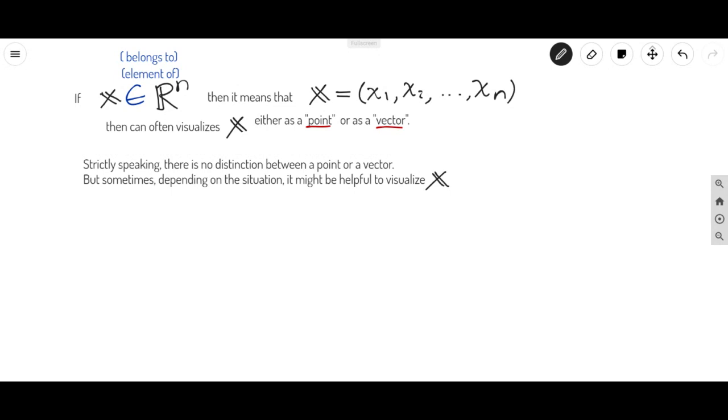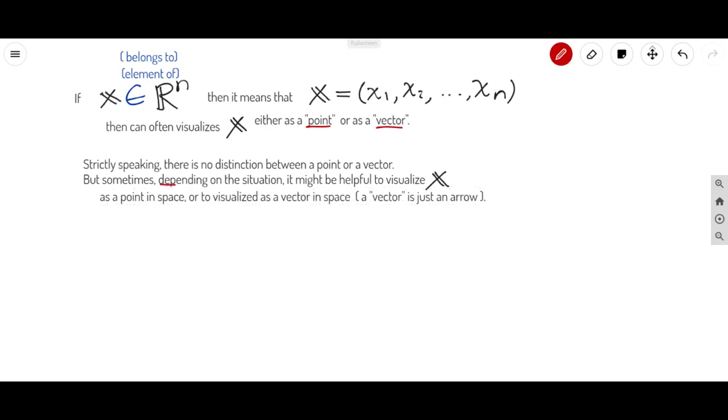To visualize bold X as a point in space, or to visualize it as a vector in space. And a vector means it's just an arrow. Right? That's what a vector is. It's just an arrow.